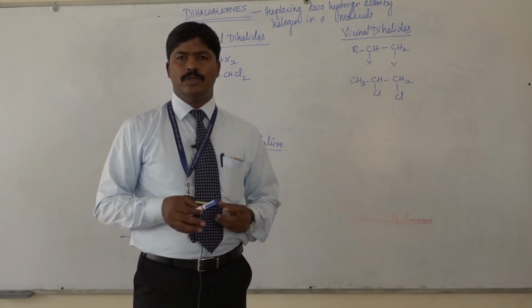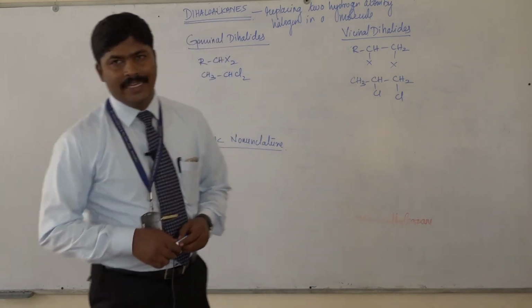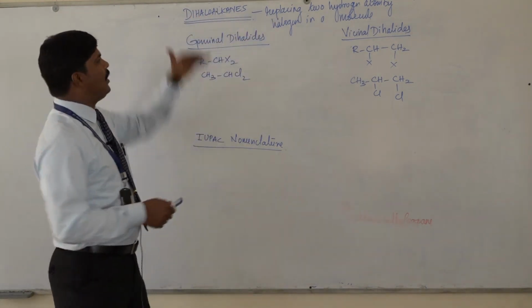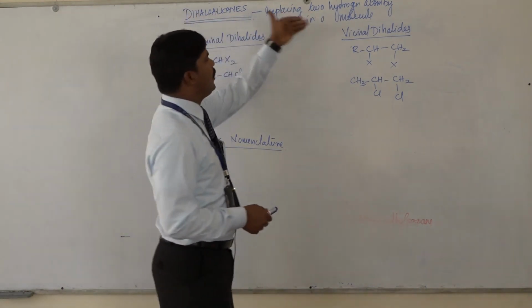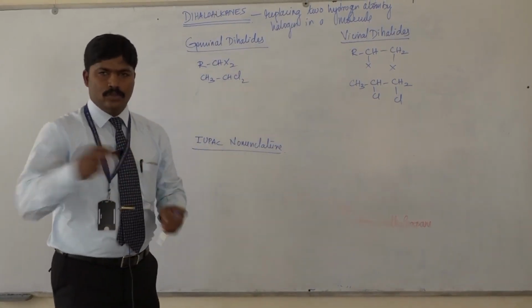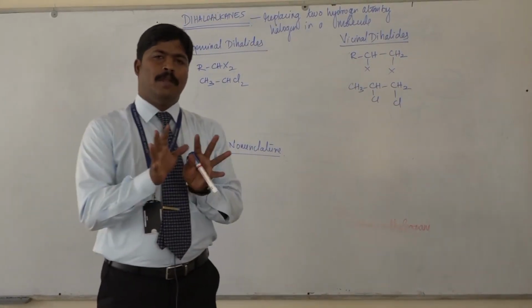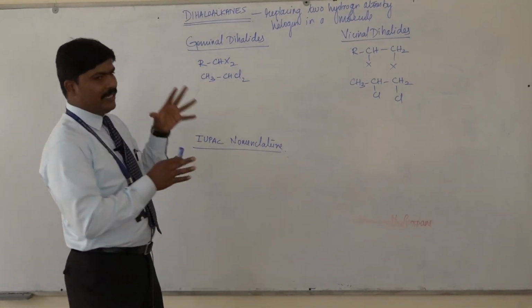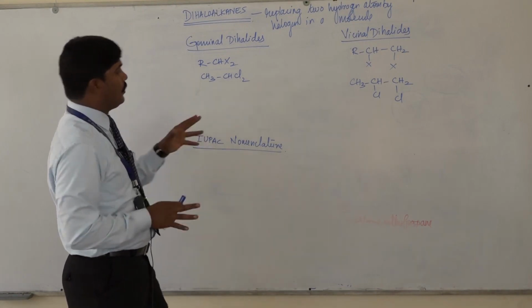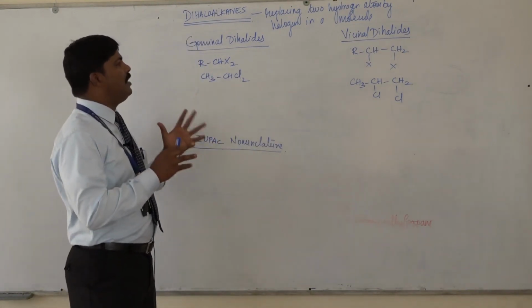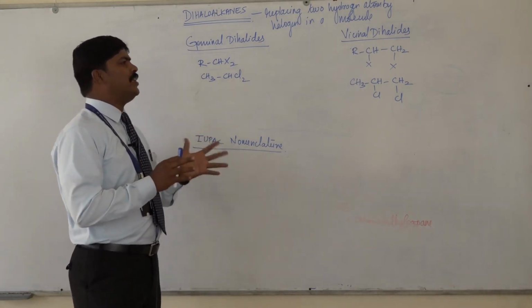Now we will move on to the classification of dihaloalkanes. What I told you long back, what is dihaloalkane? Dihaloalkane is replacing two hydrogen atoms by halogens in a molecule. So in the whole molecule, we remove two hydrogens and replace them with halogens. We have two families here. One is called geminal dihalides, or gem dihalides. One more is called vicinal dihalides.